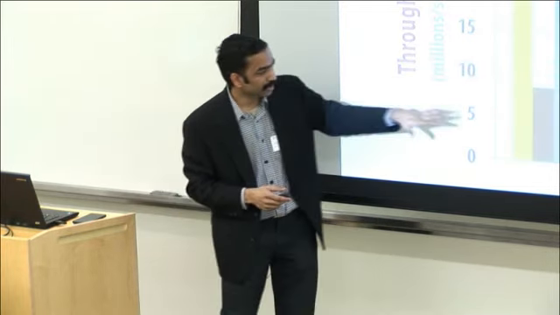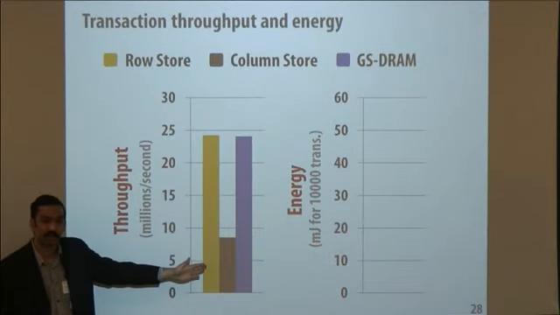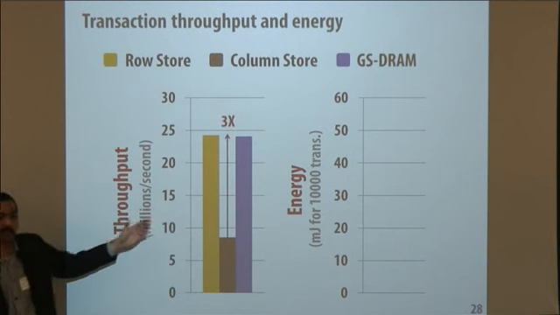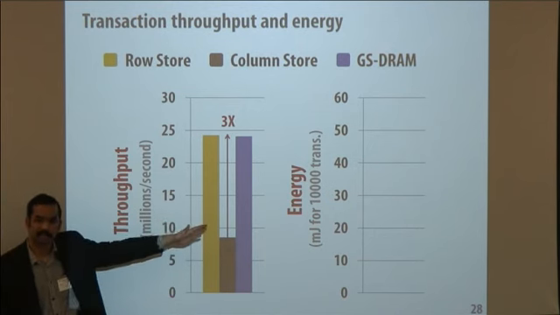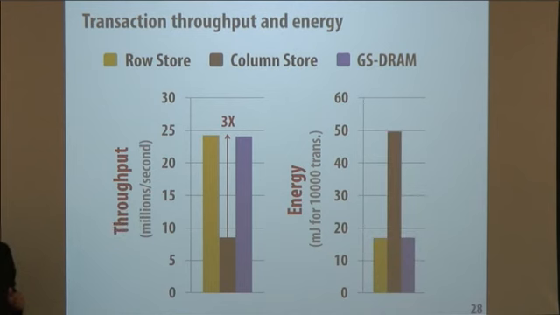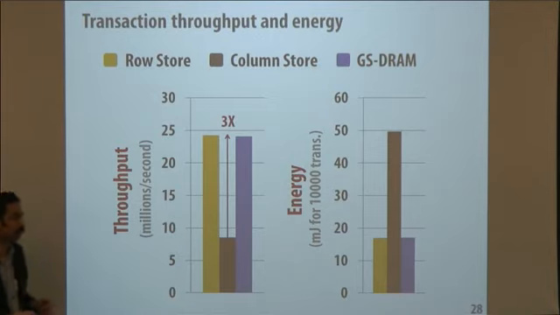And as it is clear, for transactions, the row store is significantly better than the column store. It's around a 3x improvement in terms of the throughput. And GSDRAM is able to achieve almost the same throughput as the row store, and the results for energy are almost similar, a 3x improvement in the energy compared to the column store.